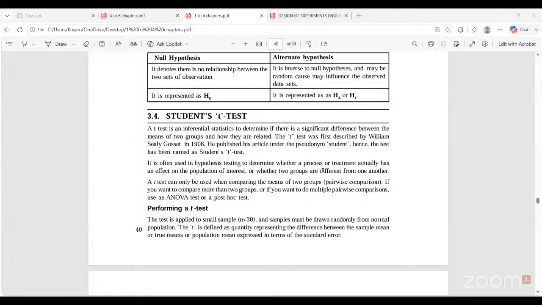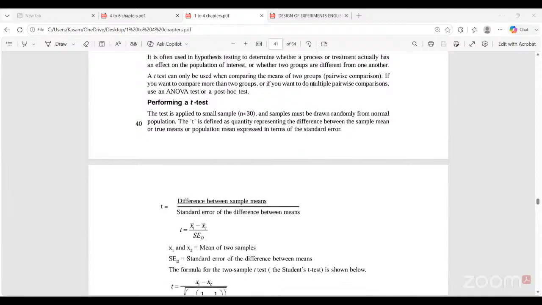A t-test can only be used when comparing the means of two groups. If you want to compare more than two groups, use the ANOVA test with a post hoc test for multiple pairwise comparisons. When performing a t-test, it is applied to a small sample, less than 30. We take a t-test with a small sample of less than 30; if we take more, it does not apply. The sample must be drawn randomly from a normal population. The t-test is a quantity representing the difference between the sample mean and the true or population mean, expressed in terms of the standard error.